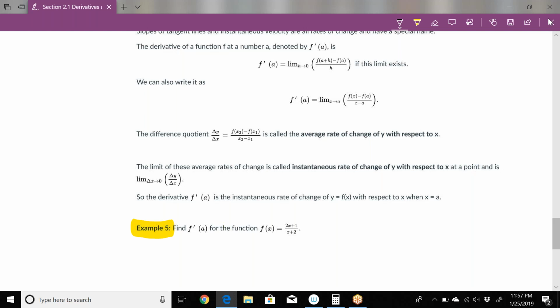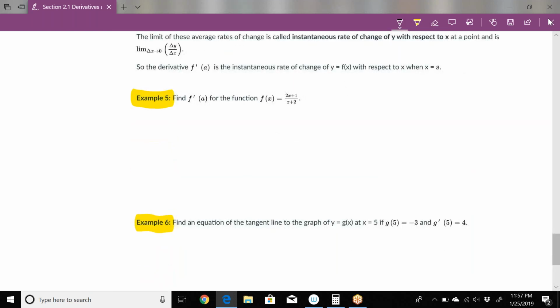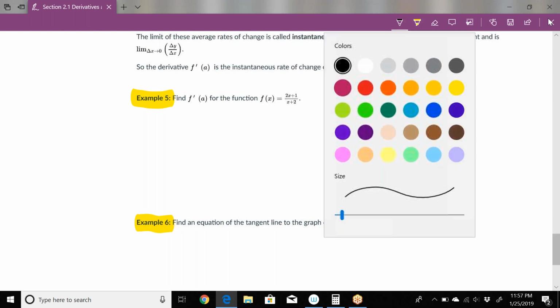So example 5 is just another find the derivative. It says let's find f prime of a. So we don't know what our value is for a. We're going to be doing this arbitrarily. And this one, I chose one that had a little bit more going on. This is obviously now a rational function, so we have to do a little bit more work to get to the final answer. So let's look at how this would set up.